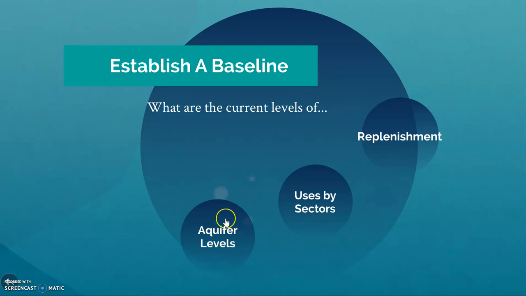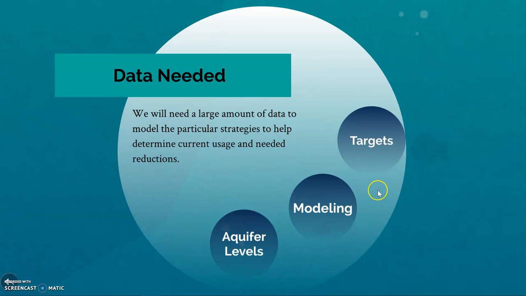What are the current levels of the aquifer? Where is the level at? How fast is it being used? What sectors are using it? How much does each sector use? And then the rate of replenishment. What's the normal rate of replenishment? What happens during wet years and things like that? How do we know how fast or how quickly our reductions will replenish the aquifer?